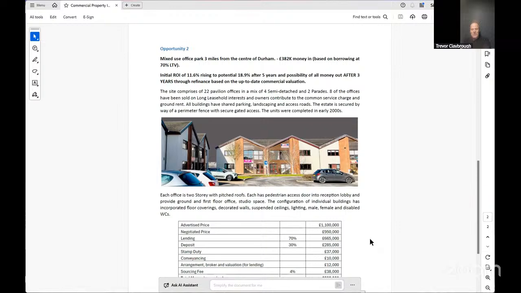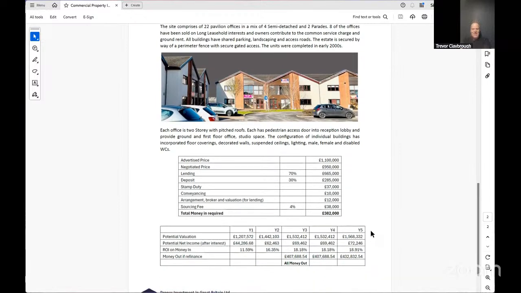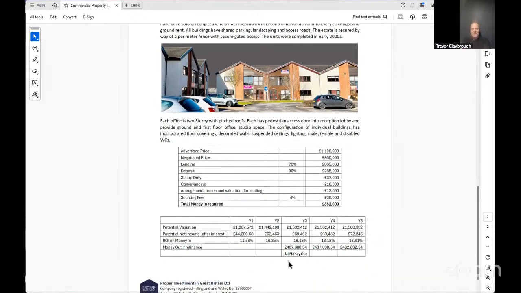So this one we're talking about 382,000 going into it to get it over the line. However, on this one, when we get to year 3, based on the provisions, we're able to potentially refinance and get more than all of our money out. So we're talking about 407,000 out after 3 years. So that's actually more than we put in.